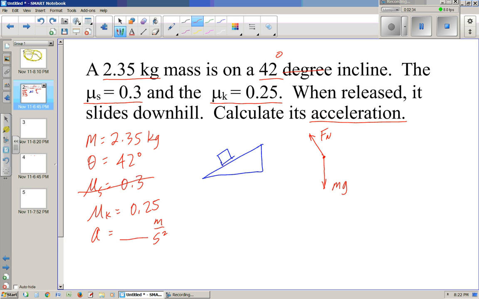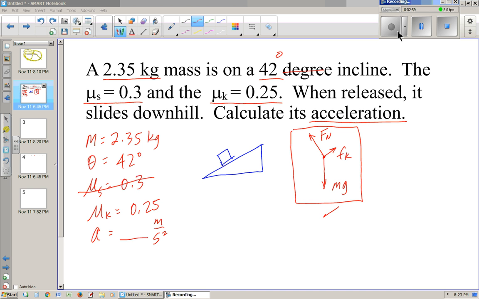And in this problem, we're going to have the frictional force. Since the object's sliding downhill, the frictional force has to be uphill. And of course, it has to be F kinetic in this situation. Okay, so that's nice. Since those are all real forces, we can just box this, and this will be our real forces free body diagram. And according to the problem, the acceleration would be that way.